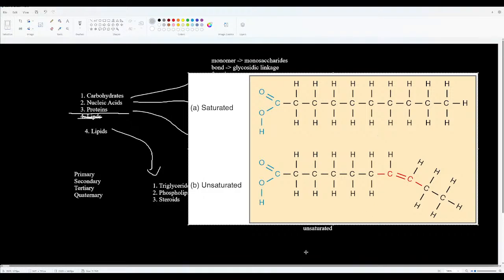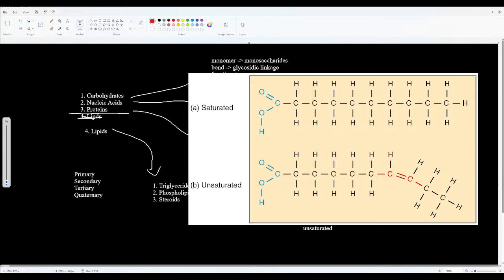So here we have saturated versus unsaturated fatty acids. Here you actually see it drawn out, all the carbons and hydrogens. We have the carboxyl group here, right on the ends. But the difference between saturated and unsaturated is that saturated has the maximum number of hydrogens bonded to carbons as possible. In other words, the molecule is saturated with hydrogens.